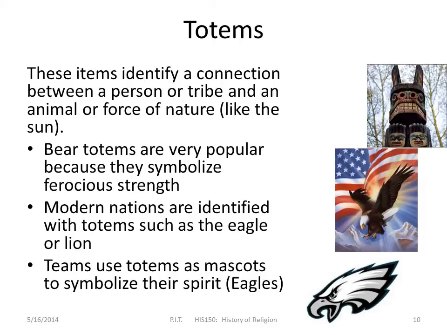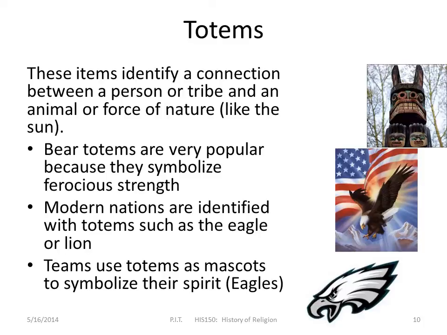Now, one of the other things that has become such an important part of today's society that we don't realize that it truly started with religion is something called totems. These are items that identify a connection between a person or tribe and an animal or force of nature, like the sun. And up here you'll see for the Native Americans, they have bear totems, which are very popular because they symbolize ferocious strength. And you'll see in multiple societies, in multiple pagan religions, this idea of bears being this symbol of ultimate strength.